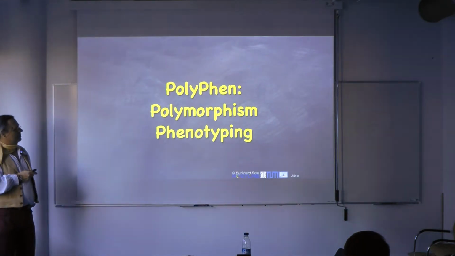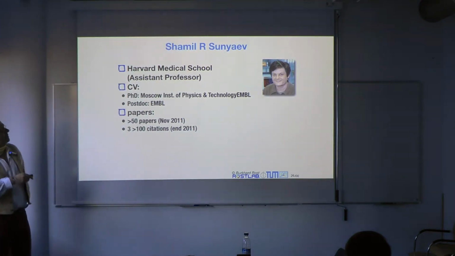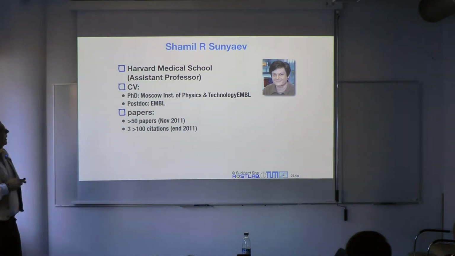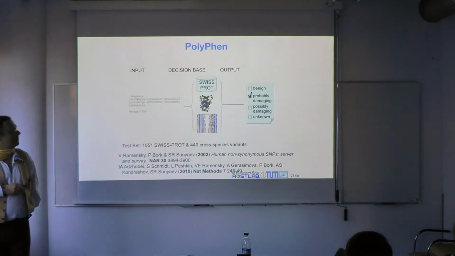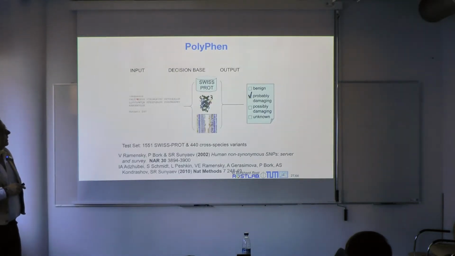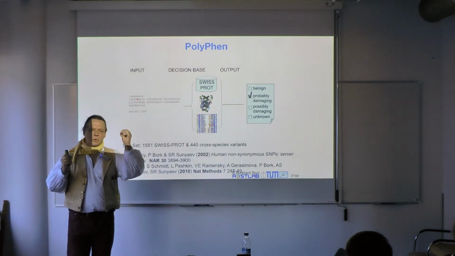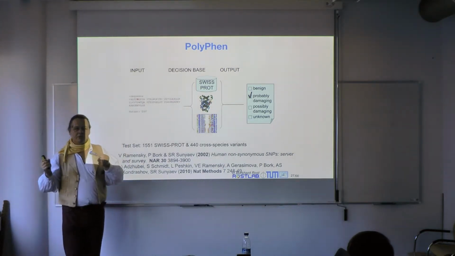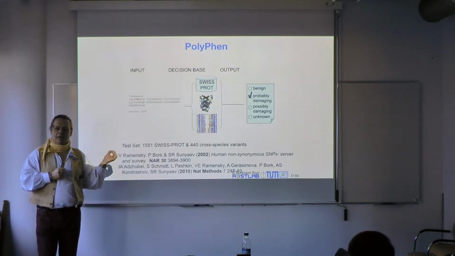PolyPhen is polymorphism phenotyping, the same idea in some sense, and goes back to Shamil Sunyaev, who is now at the Broad. Again, for somebody as young, this is an impressive number, and in fact it's way behind, and a lot of very visible papers. The PolyPhen idea begins with the same principal idea, that you want to look at things that are conserved versus not conserved. The difference here with respect to SIFT is the way the math is compiled.